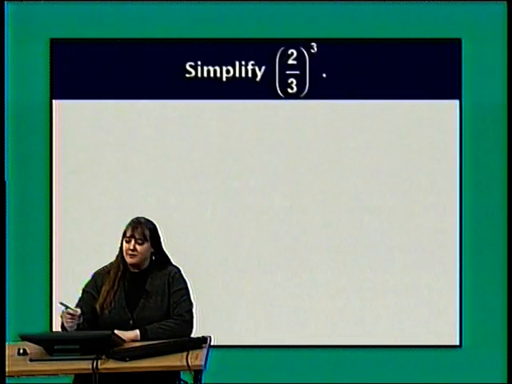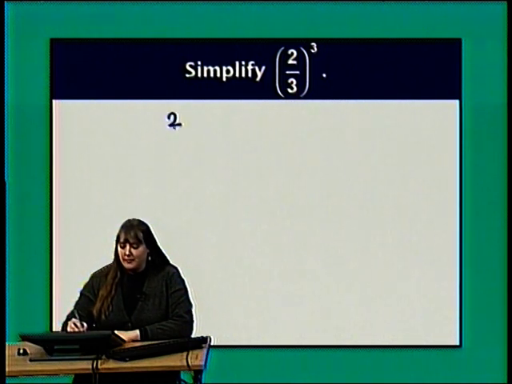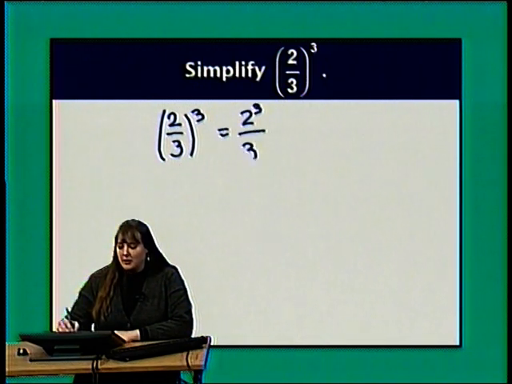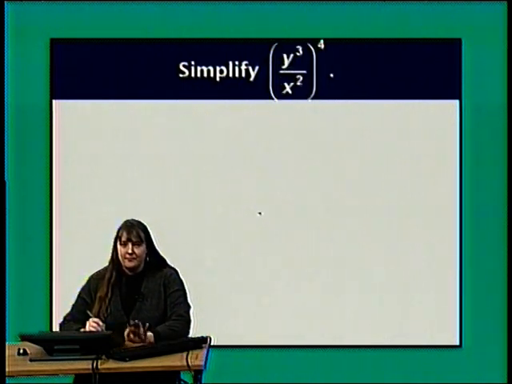Let's say we want to simplify 2/3 cubed. Well, using our quotients to powers rule, this is 2 cubed over 3 cubed. 2 cubed is 8, and 3 cubed is 27, so we have 8 27ths.